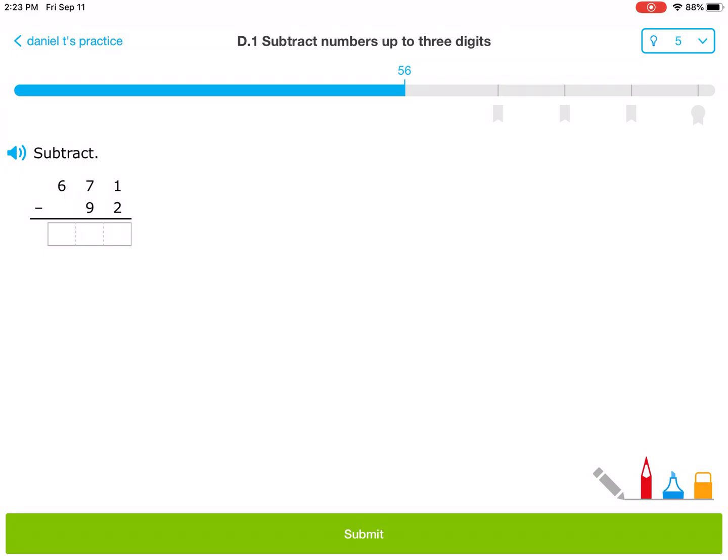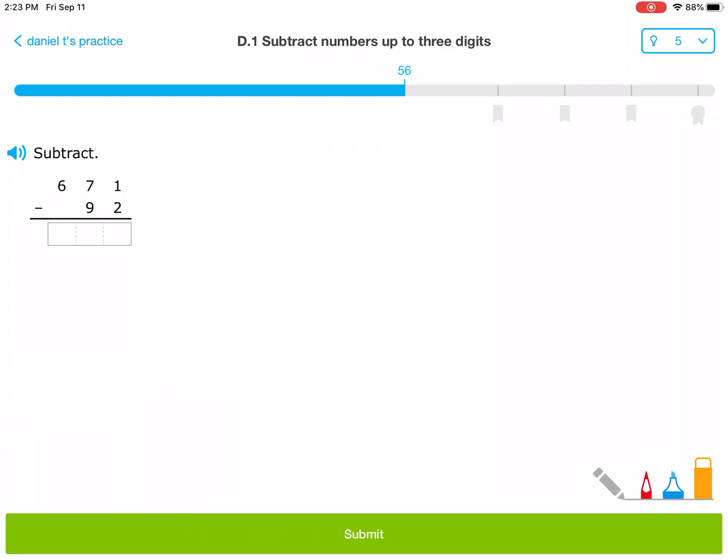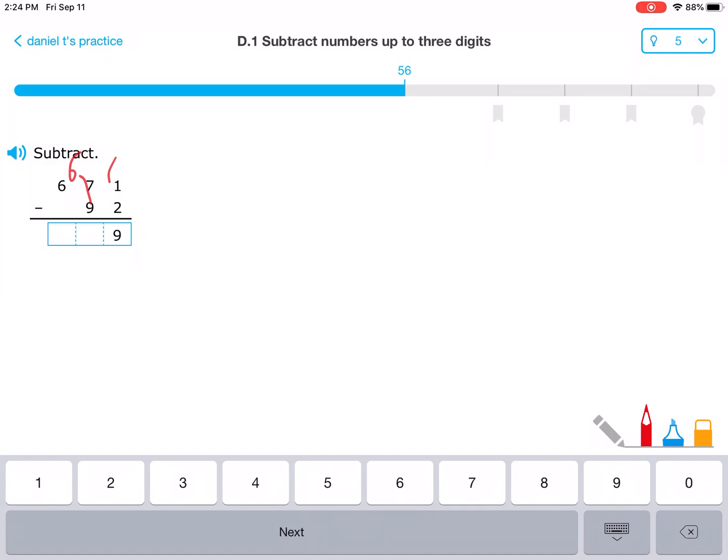And now, 1 take away 2. Well, if I have one thing, I can't take away it twice because there's not enough, so I'm going to have to borrow. And that's another one that I'm going to give you to solve on Seesaw. So what I'm going to have to do is I'm going to have to borrow. So that's going to be 6, and that's going to be 1. 11 take away 2 is going to be 9.